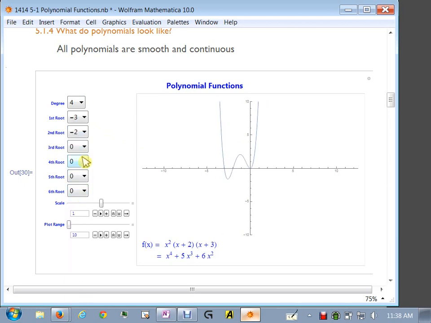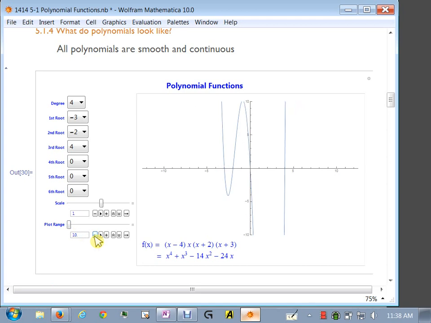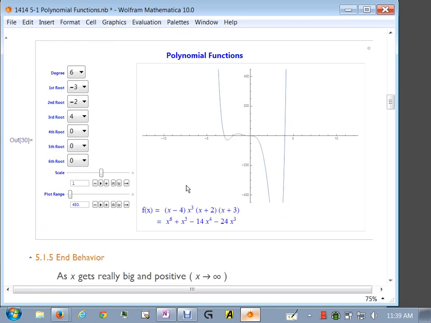Let me add some flavor to this thing. Whoa. There. So it goes down, comes through the x-axis, goes back up, comes down again, then goes back up. There's your 4th degree. Smooth and continuous. 6th degree? Smooth and continuous, all right? Now it just cuts off because the graph stops there, but it goes down here and comes back up. Any questions on smooth and continuous?